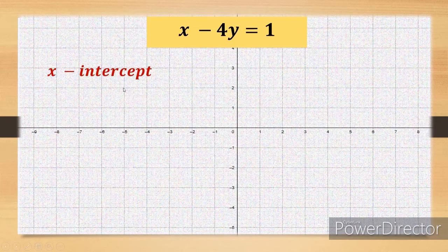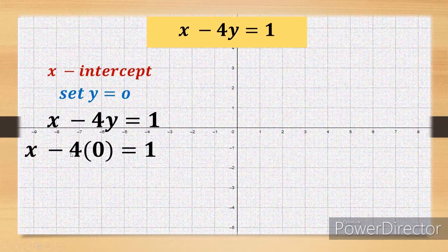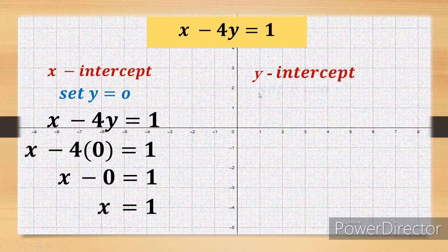Again, find the x-intercept of the first equation. Set y as 0. So, we have x minus 4y equals 1. So, we have x minus 4 times 0 equals 1. And 4 times 0 is simply 0. So, our x is simply positive 1. Our x-intercept.